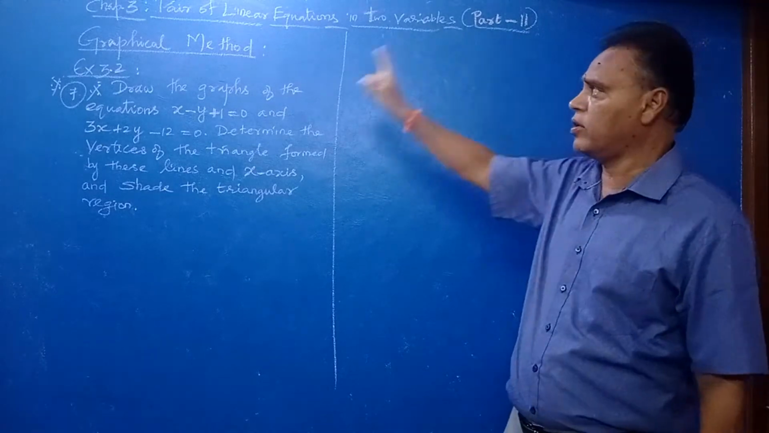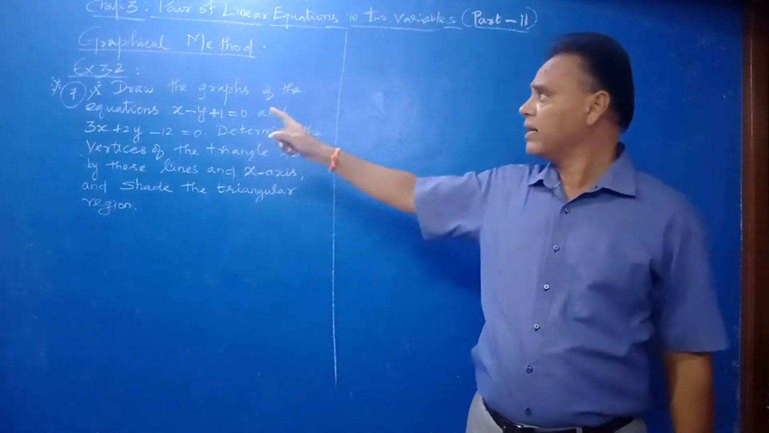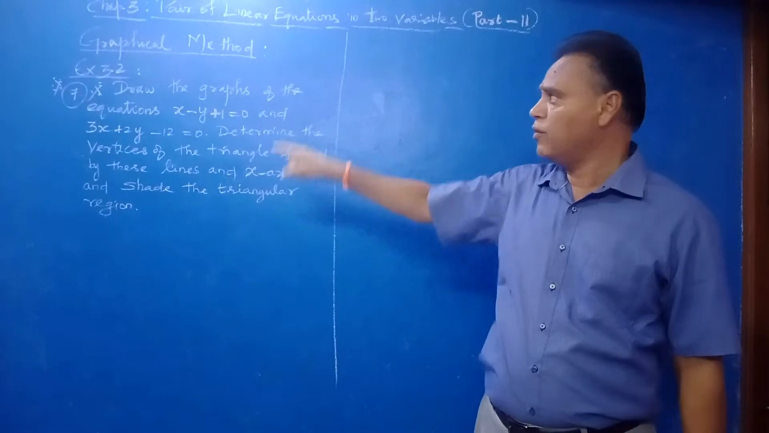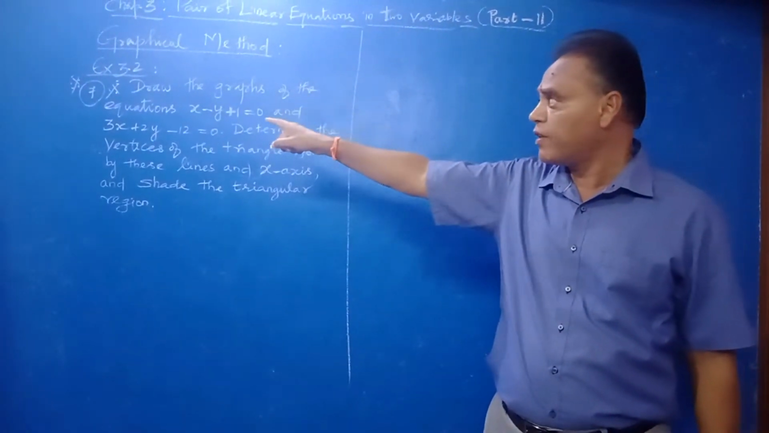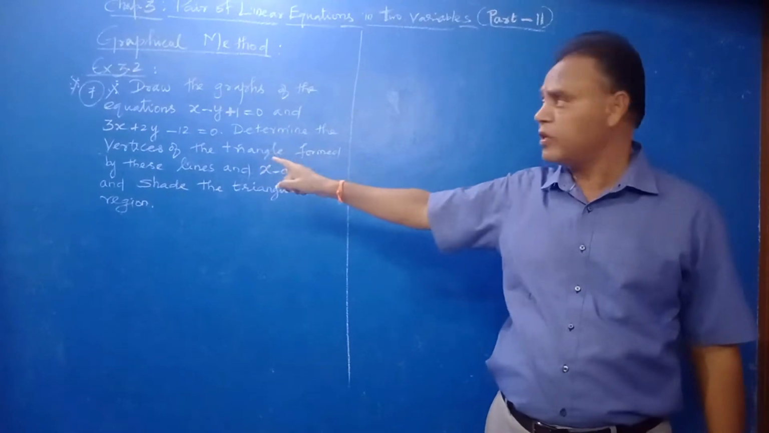Education 2 variable part 11. We will see a graphical method. Exercise 3.2, seventh problem, a very important problem I am going to teach now.